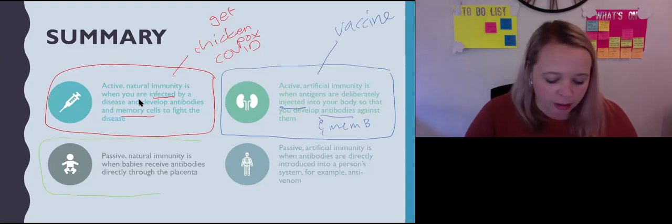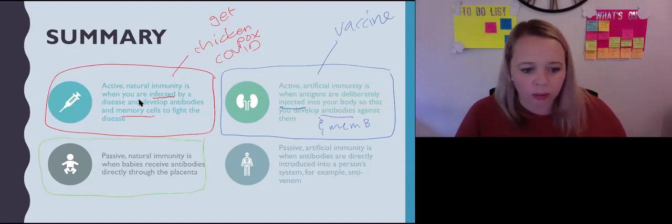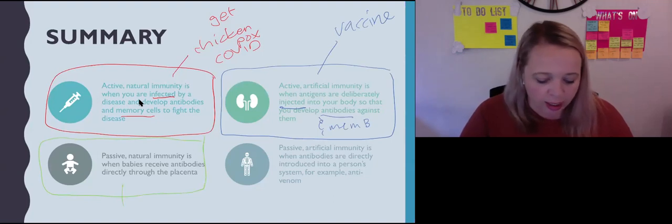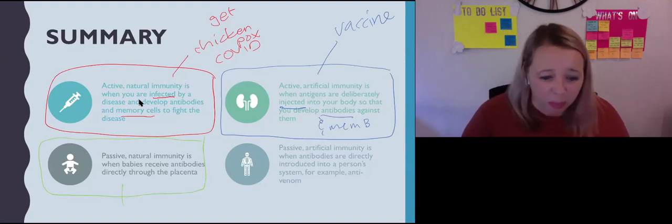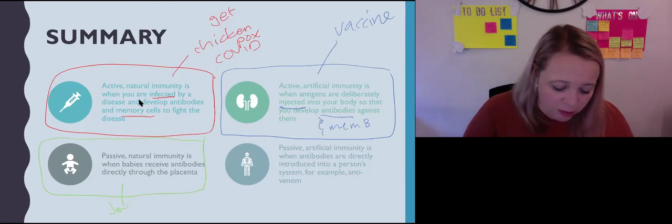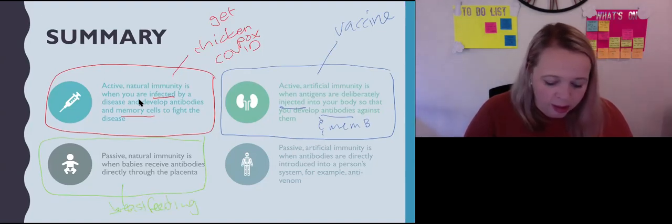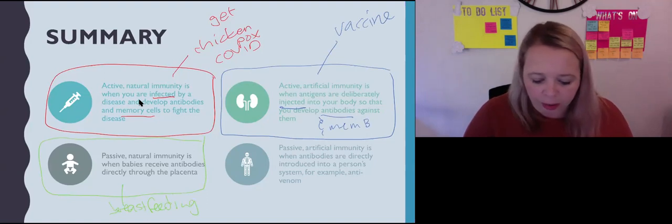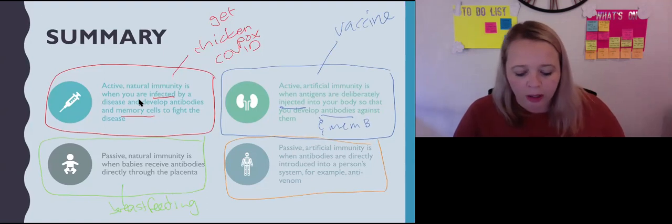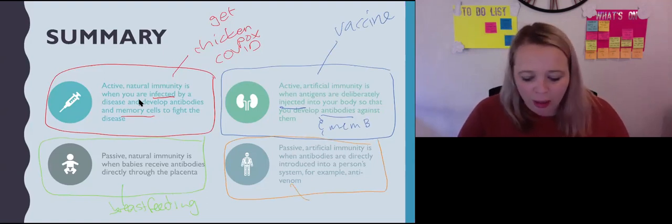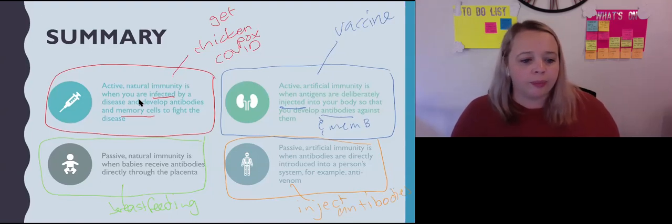Then we go down the bottom here is passive natural immunity. This is when you get antibodies directly through the placenta, through breast milk. So this is breastfeeding. It is a really good example of this one. And the final one we've got is your passive artificial immunity. So this is when you give someone antivenom or you inject antibodies, which is what we were talking about, a possible treatment for COVID.